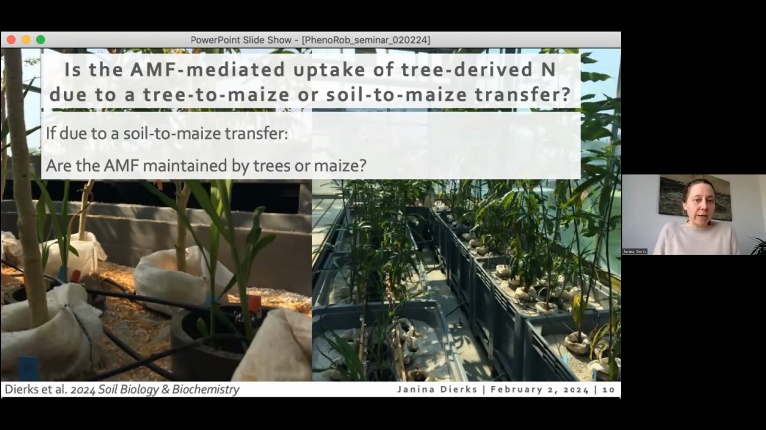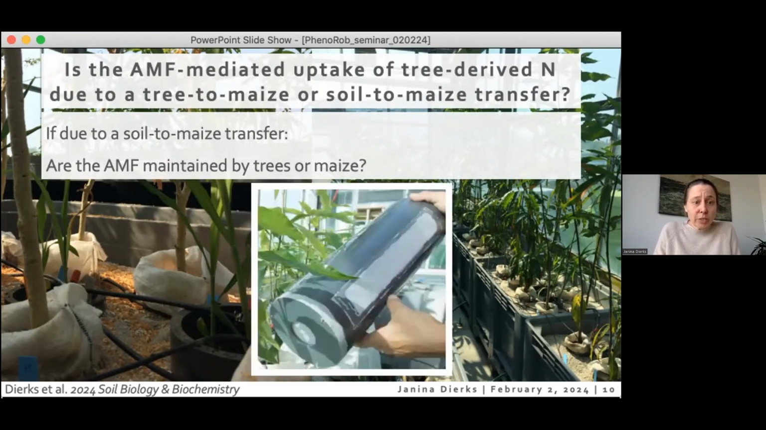I grew mango and Faidherbia trees within Malawian field soil, so within the native soil microbiota. And then I planted maize 2 years after I planted the trees into these ingrowth cores that prevented a root-to-root contact between the maize and the tree, but allowed for potential nutrient transfer via mycorrhizal network.